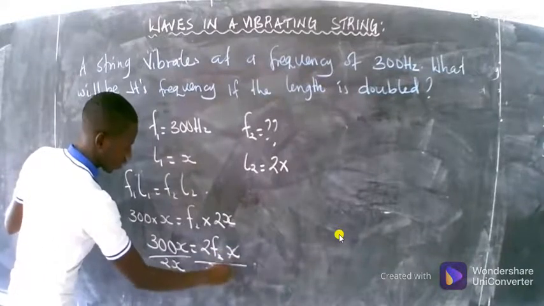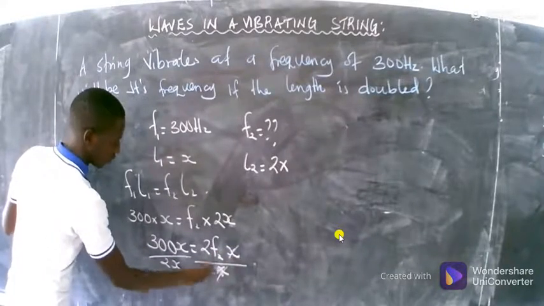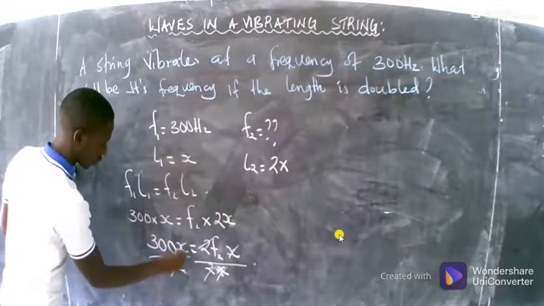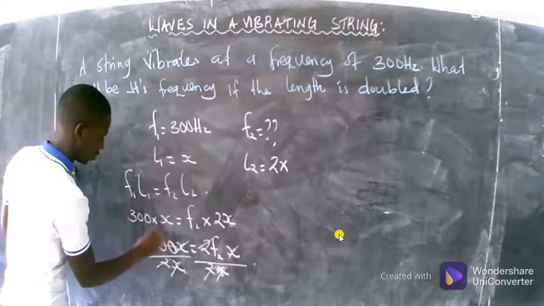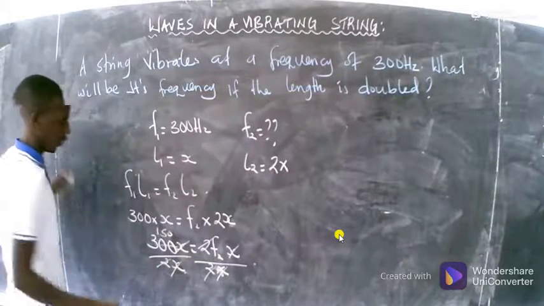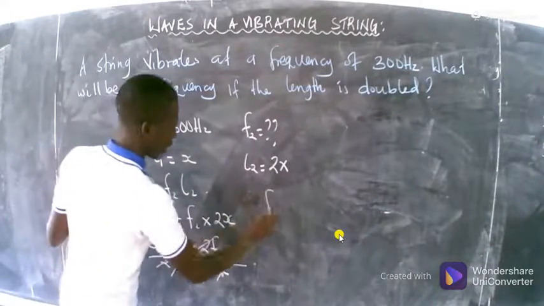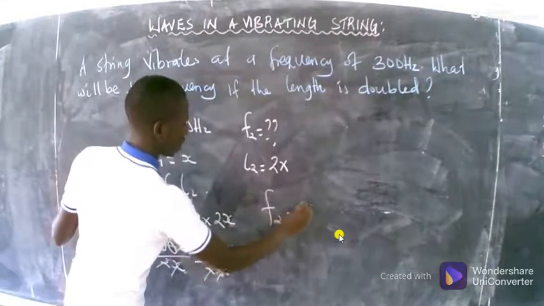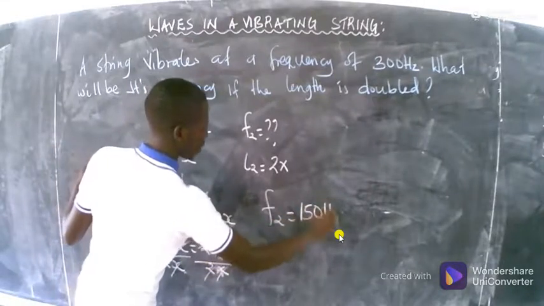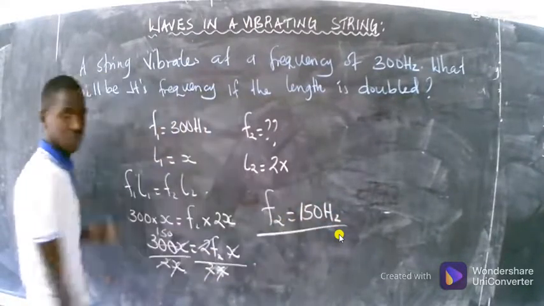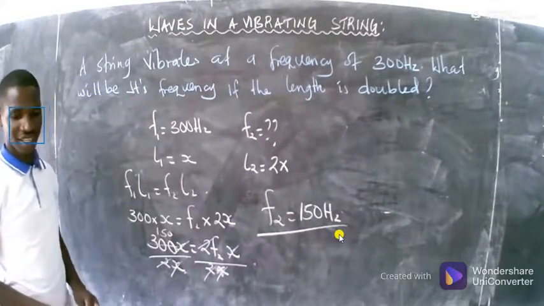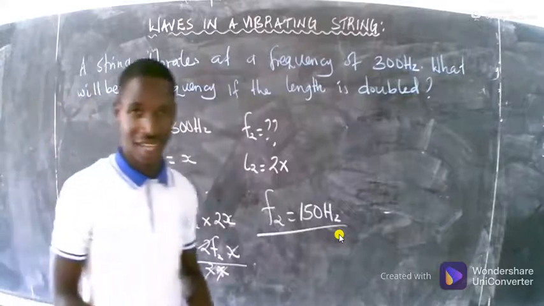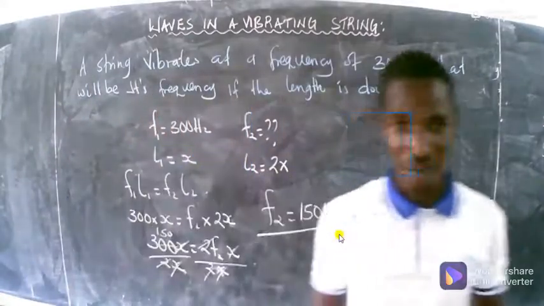So x here will go with this x, this 2 will go with this 2, then by 2 you get 1, by 2 you get 150. So finally our F2 will be 150 Hertz. So that will be the new frequency. Okay, please check well.